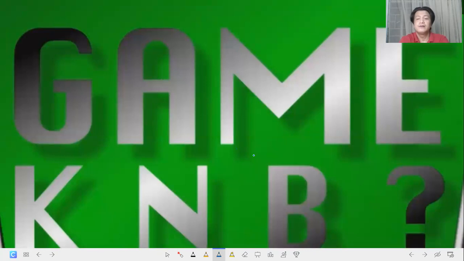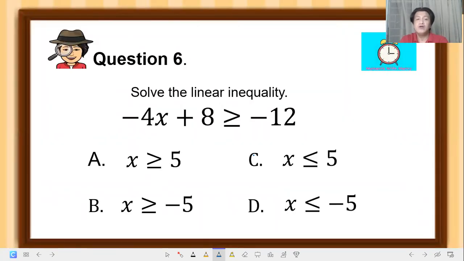Next question. Solve the linear inequality. Timer starts. The answer is letter C. X is less than or equal to 5. Remember, rule number 2 sa multiplication ng reverse position ng inequality symbol. Okay, with that, I hope you learned something about this lesson.